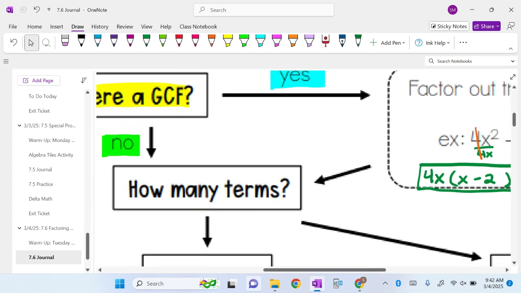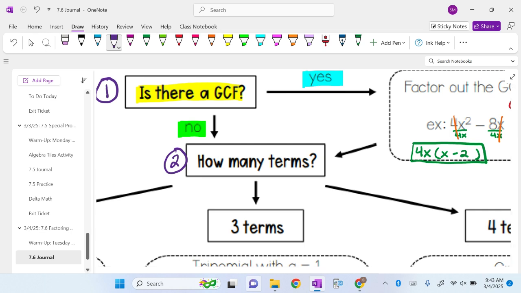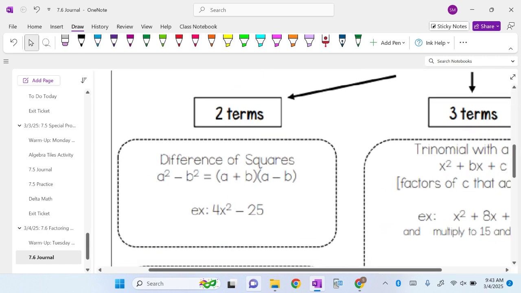All right. After you check for a GCF, the next thing you need to ask yourself is how many terms are left in your bubble. Whether you have a binomial, a trinomial, or a 4-term polynomial, you ask yourself how many terms, because more often than not, the number of terms will depend on what's going on. So we learned about this yesterday.